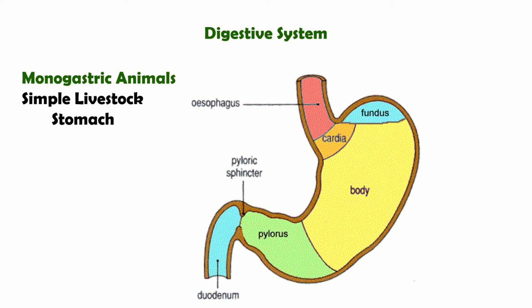stomach ay ito yung passageway ng mga pagkain na nanggagaling sa esophagus. While yung duodenal, ito naman yung passageway ng pagkain na nasa stomach papunta sa small intestine. Okay? So first is the cardia.